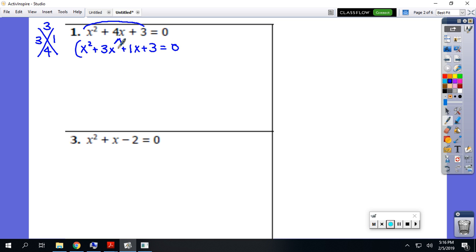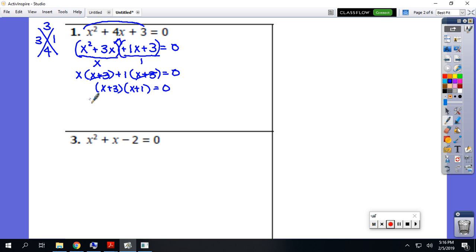Factoring by grouping, because I have 4 terms now. I'm going to group my first two terms and my last two terms together. Take out the GCF. GCF of this first group is x. Divide that out to leave me with x plus 3. GCF of the second group, only thing I can take out is a 1, so I'm going to put a plus 1 in the front, leaving me with x plus 3. Therefore, my factors would be x plus 3. That's what they have in common. And then what's left over, which is x plus 1 equal to 0.